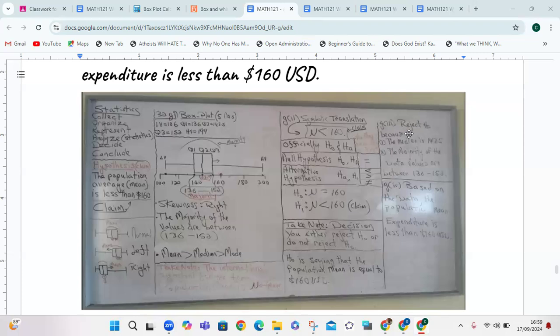All right. So here it is written, reject the null hypothesis because the median is 143.5, which is an average. Second, the majority of the data values are between 146 and 152.